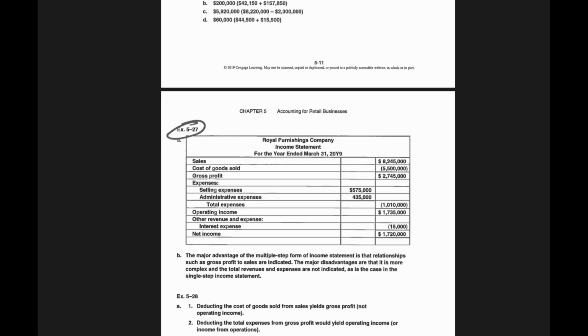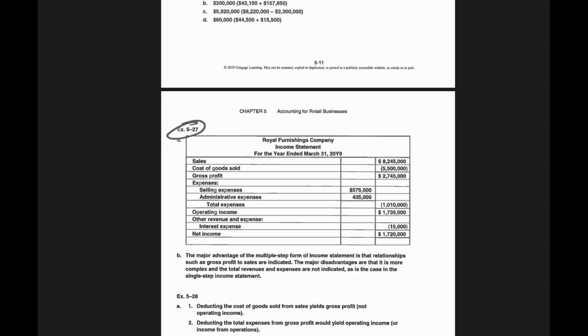Sales minus cost of goods sold equals gross profit. And then it lists all the operating expenses, first by selling expenses, and then secondly by administrative. And then you get to your operating income. And then if there is any other revenue or expense, and then you get to your net income.